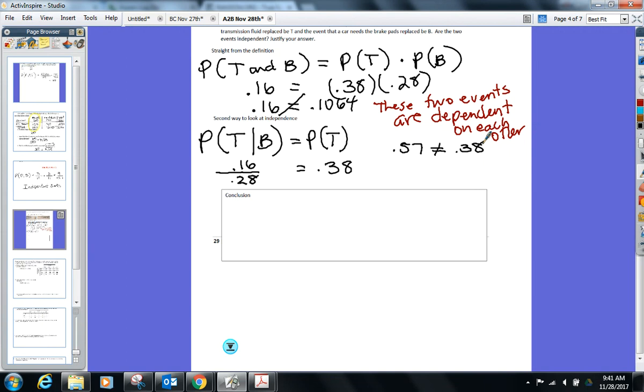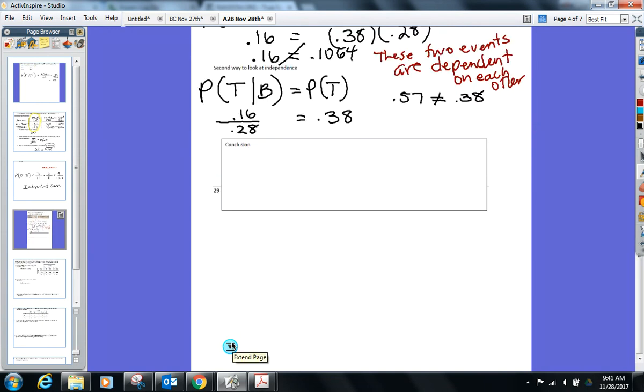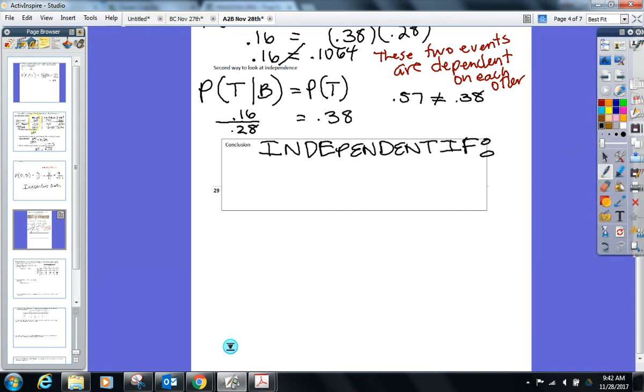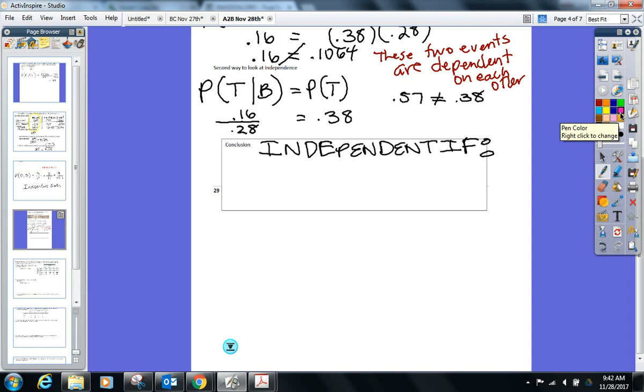Hannah, you all right? Okay, so conclusion here. Here's the conclusion for today. Independent if... must be important because he's doing it all in caps, huh? Or he's angry. Isn't that how you guys text?